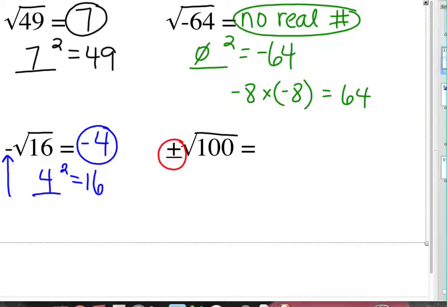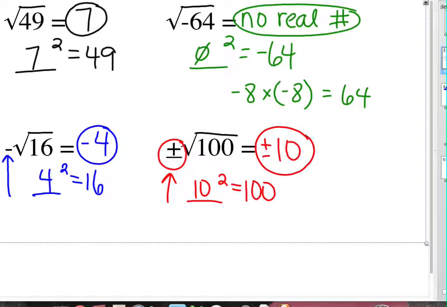What's the square root of 100? What squared is 100? I hope you know it's 10, right? So the answer isn't just 10. You have to show that you're finding the positive and the negative versions. So it's positive and negative 10. Because the positive and the negative are outside of the radical sign. If the negative is inside the radical sign, as it was up here, that spells trouble and you can't solve those problems.